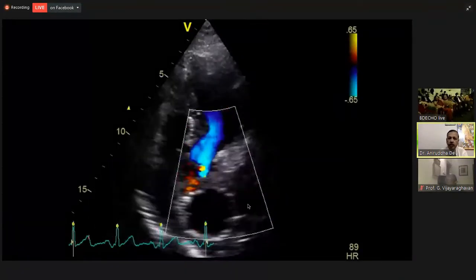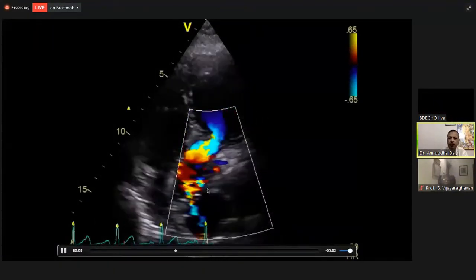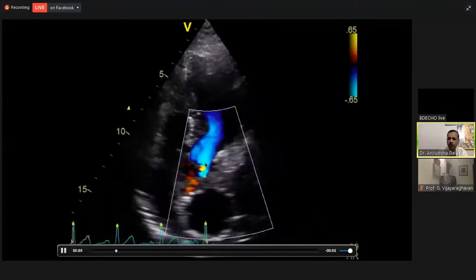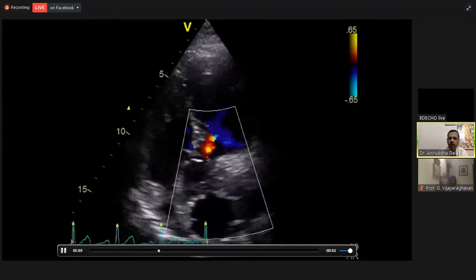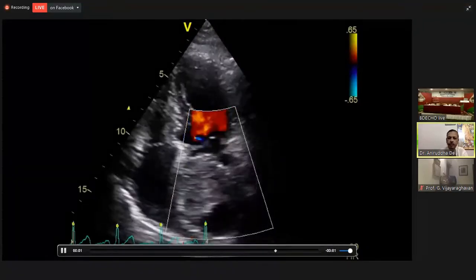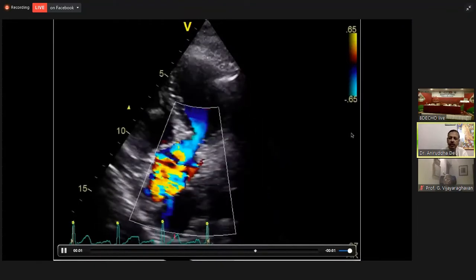In fact, the mitral inflow velocities and the LV outflow tract velocities are absolutely normal, leaving aside a little bit of aortic regurgitation. There is grade 1 or 2 aortic regurgitation.